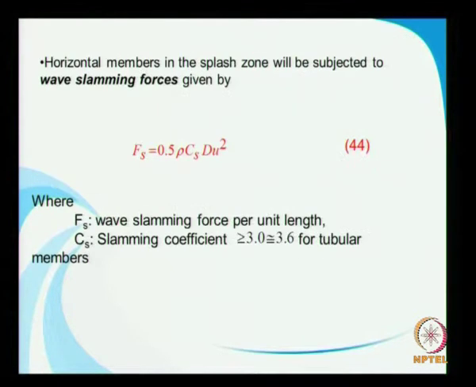We have an empirical relationship to get the slamming force. The horizontal members, particularly in the splash zone, will be subjected to such slamming forces, and that is given similar to what we have seen for the drag force. The slamming coefficient can be approximately taken as 3 to 3.6 for tubular members.